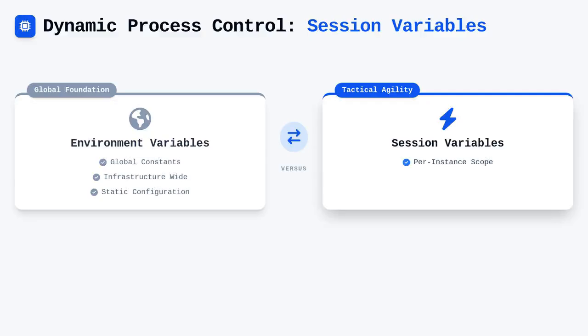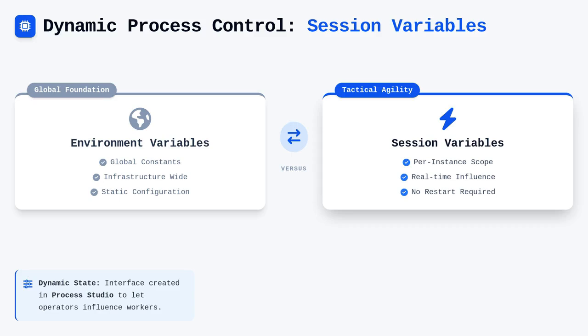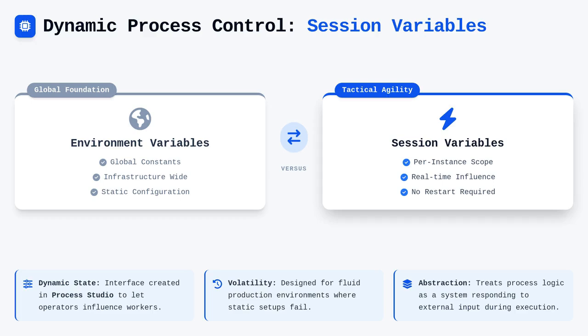Session variables function differently because they are tied specifically to a running instance of a process within the control room. By defining these in Process Studio, you create an interface for operators or other processes to influence the internal state of a digital worker without needing to restart the session. This level of abstraction allows you to treat your process logic as a dynamic system that responds to external input as it executes. While environment variables provide a reliable foundation for setup, session variables offer the agility needed for tactical operational changes.